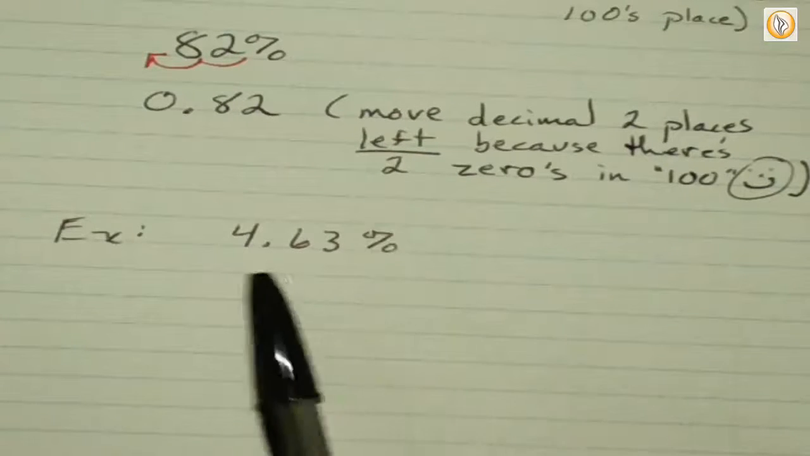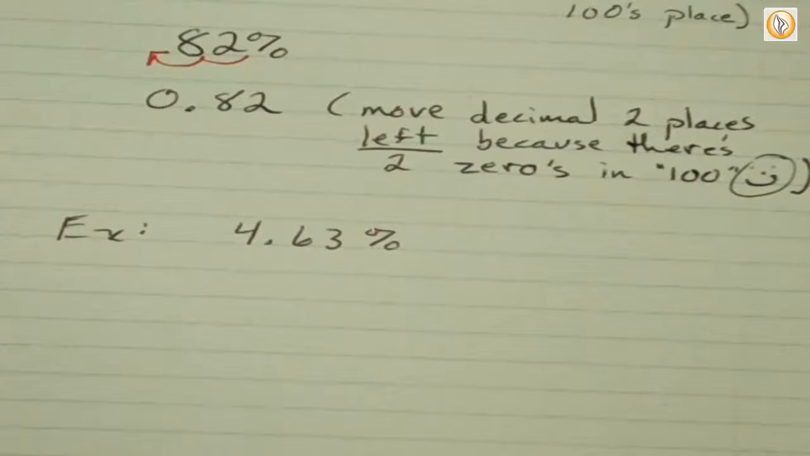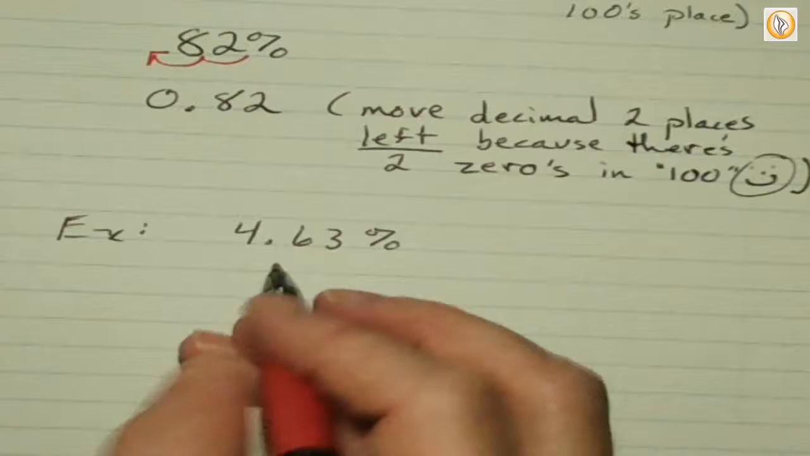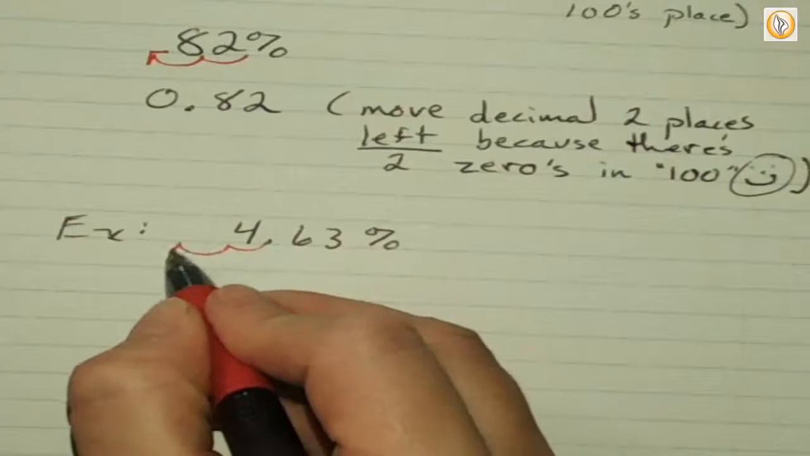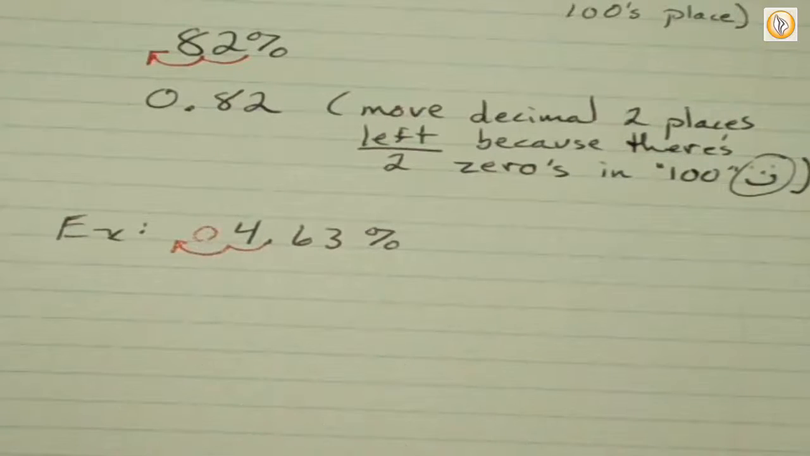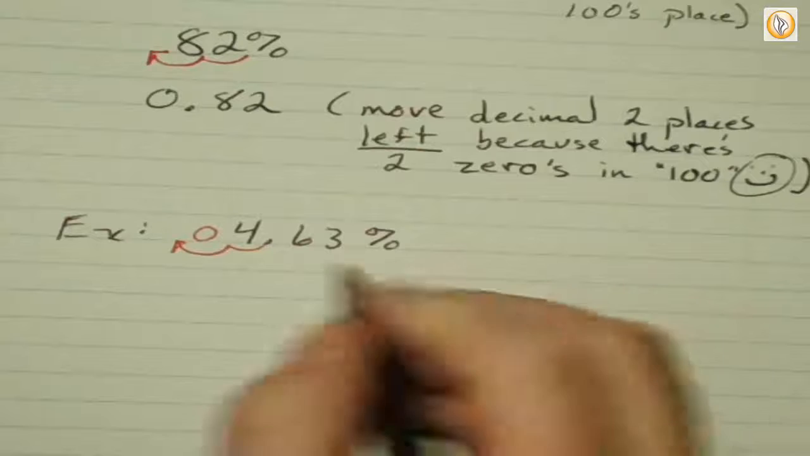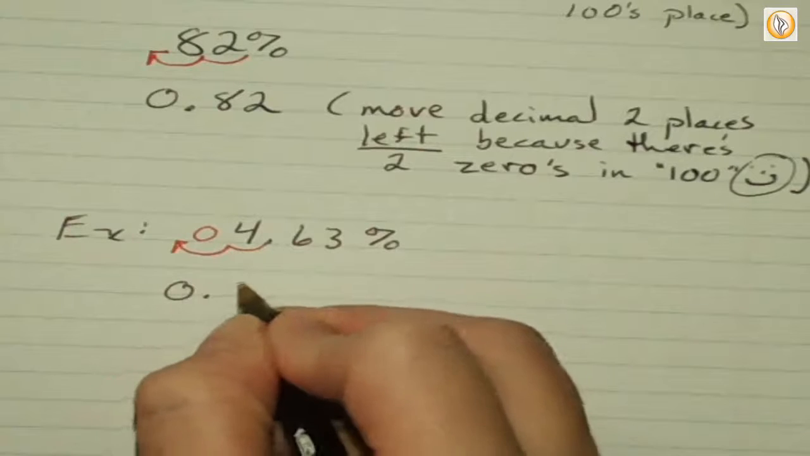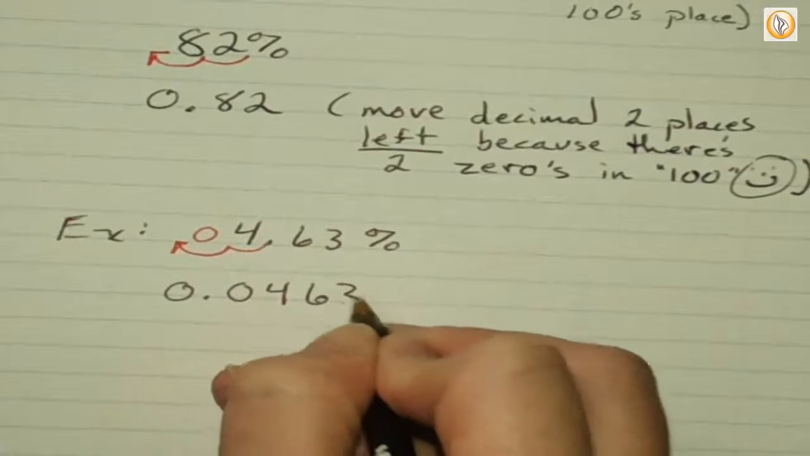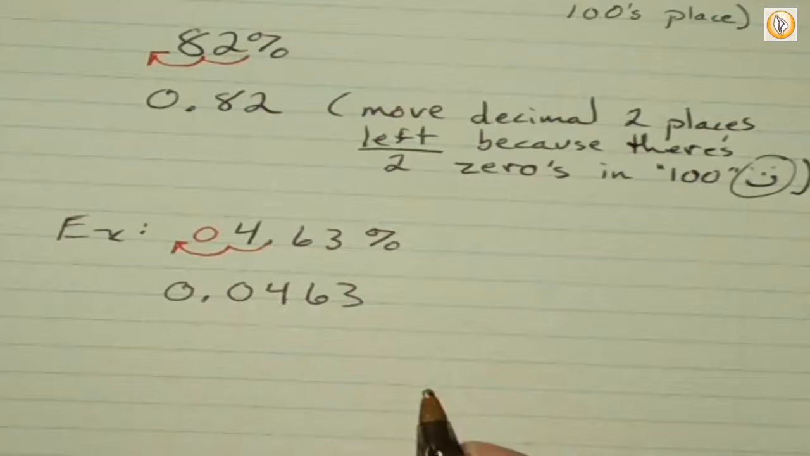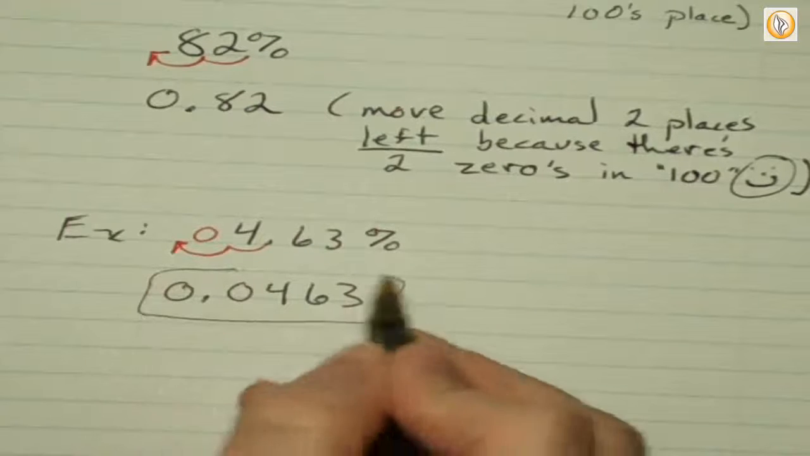So, Aiden, what do I do to change this to a decimal out of percent? You move it 2 places to the left. Put in your little 0, and your answer is 0.0063.